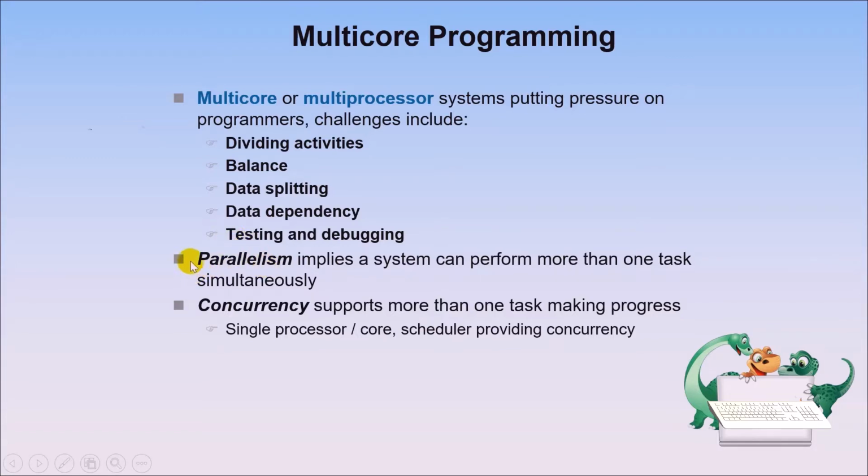Now, in multi-core programming, we will be encountering the terms parallelism and concurrency. What's the difference between these two? By definition, parallelism implies a system can perform more than one task simultaneously, whereas concurrency supports more than one task making progress. So with a single processor, dual core, multi-core, octa-core, you've got the scheduler providing concurrency.